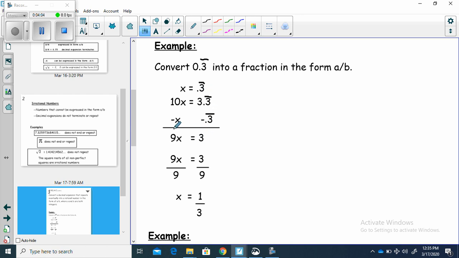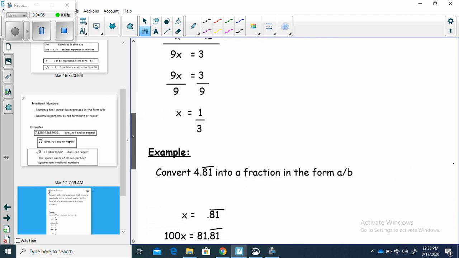Now I have integers that I can work with. What if I divide my 9x by 9 and the 3 by 9? I wind up with x is equal to 3/9. But I can reduce 3/9, and if I reduce 3/9, x is equal to 1/3. I now have a rational number. I've got this in the form of a over b, where 1 and 3 are both integers.